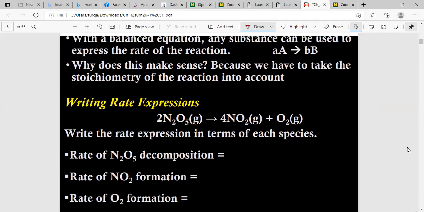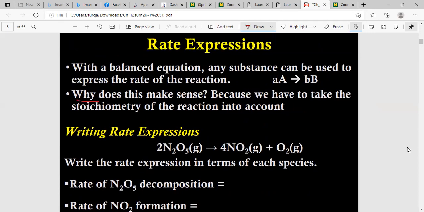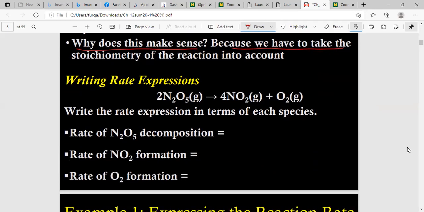If you look at that, you can always ask, why does this make sense? Because we have to take the stoichiometry of the chemical reaction into account, since in that ratio, things are being depleted and things are being formed. So if you talk about the rate of dinitrogen pentoxide, because it's a reactant, we always use a negative sign for that.